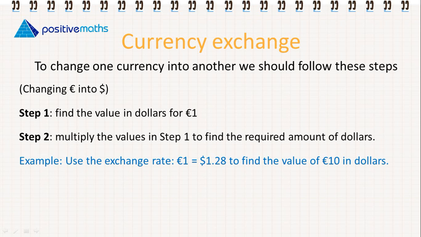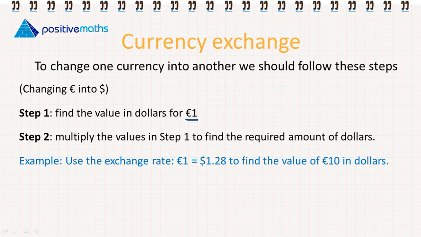To change one currency into another, we should follow these steps. This is for changing euro into dollars, for example. Step 1, we find the value in dollars for 1 euro. Then we multiply the value in step 1 to find the required amount of dollars. So we find the value in dollars for 1 euro first, then we can find any amount of dollars we're looking for. In our example, use the exchange rate 1 euro is equal to $1.28 to find the value of 10 euro in dollars.